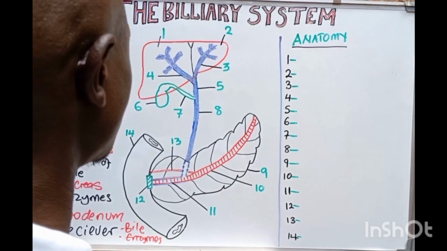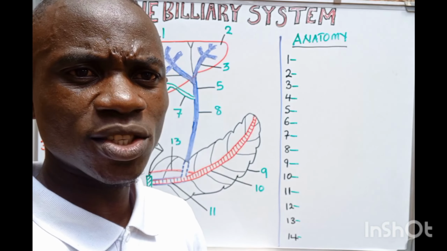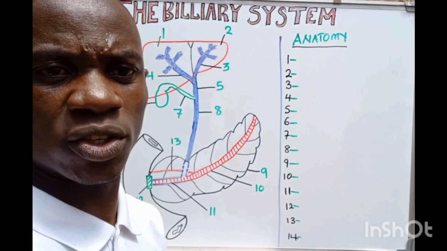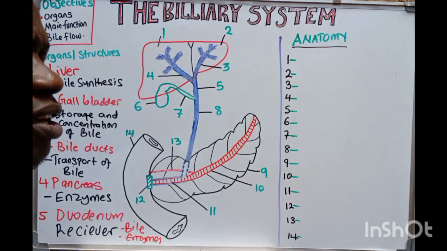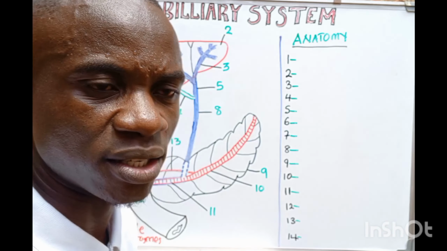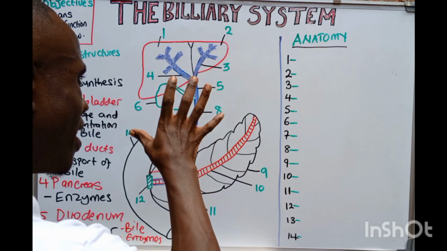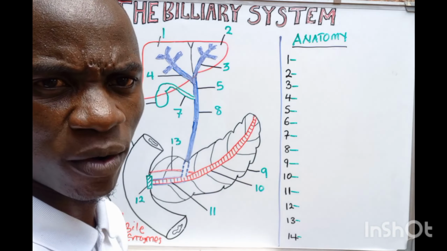Having seen the structures that make up the biliary system, let's connect them and see them anatomically. How do we name all those structures that make up the biliary system? Now, looking at the anatomy of the biliary system, this diagram illustrates it.